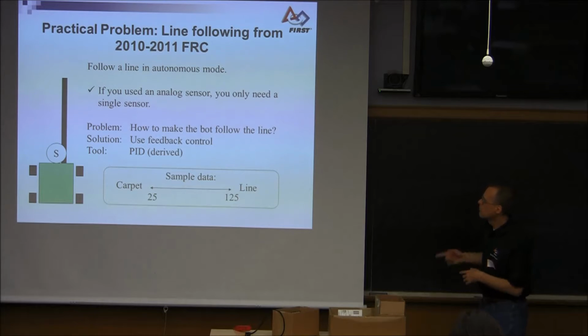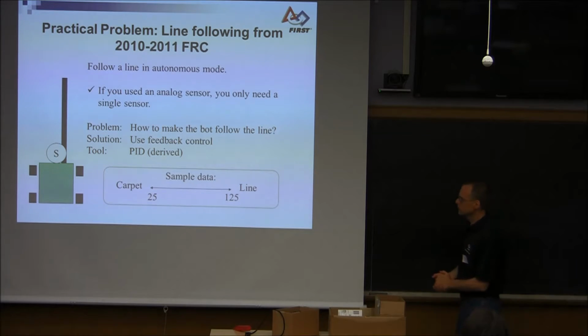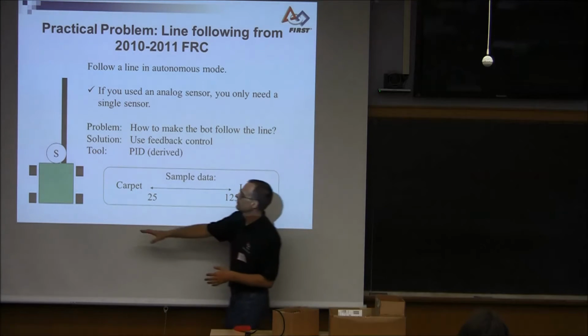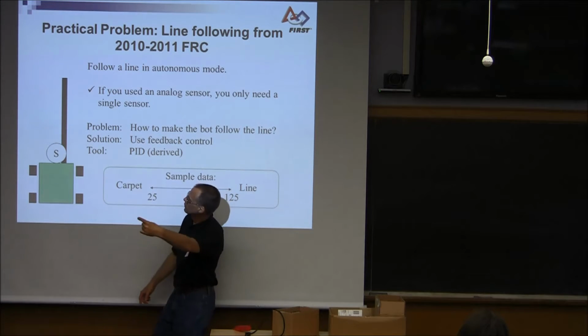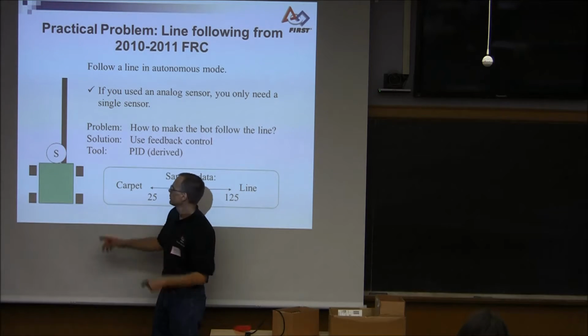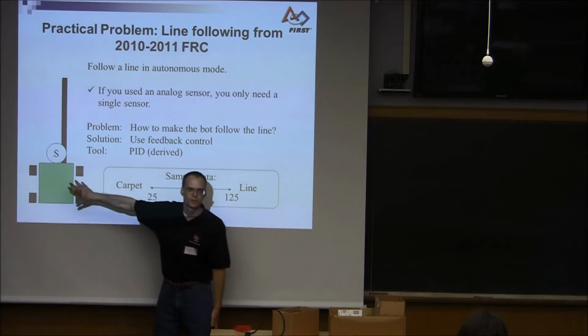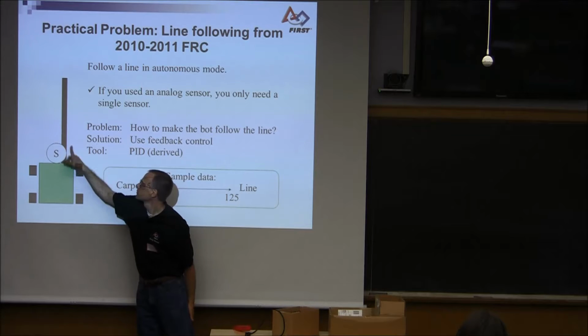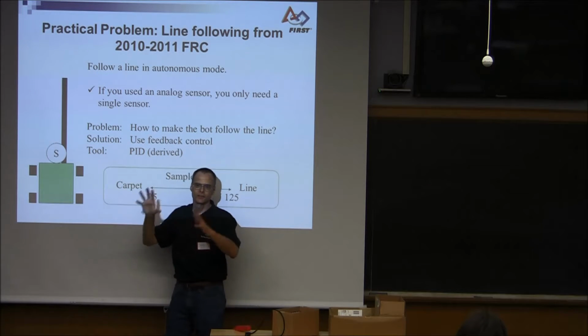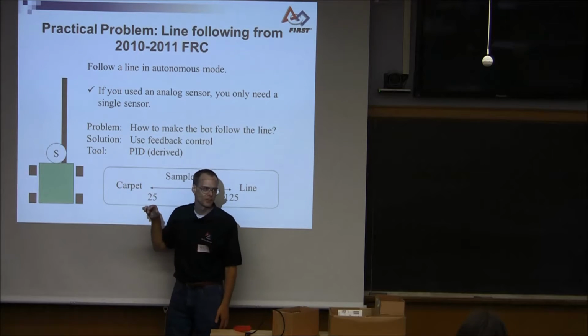We're going to figure it out. So I have this strange picture here I want to explain because I was confusing some people before. This is like looking down on the robot. The green box is the body of the robot. These are the wheels. This circle with the S in it is an exaggerated position of the sensor.